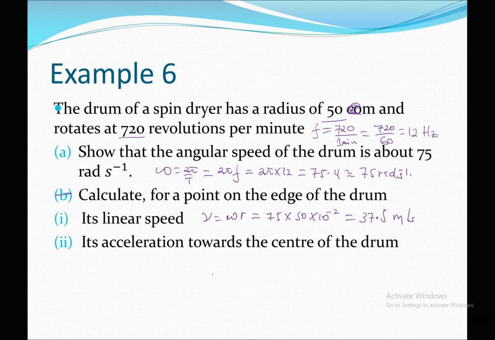Then its acceleration towards the center of the drum. That is the centripetal acceleration. So a_c is equal to v squared over R, which is 37.5 squared divided by 50 times 10 to the power of minus 2. So the centripetal acceleration is 2800 to two significant figures, in meters per second squared, as required.